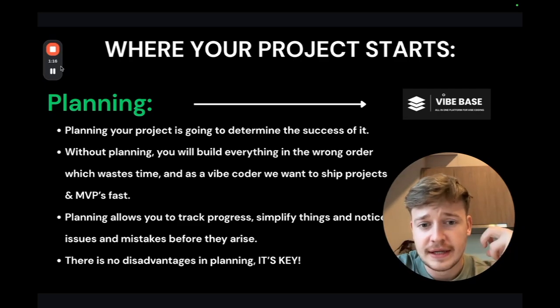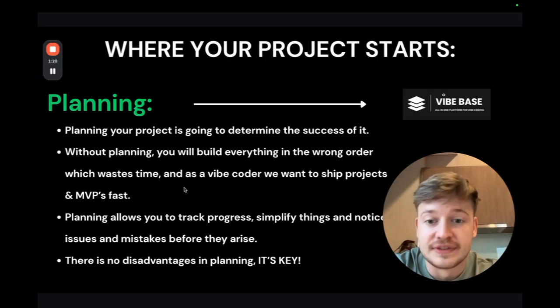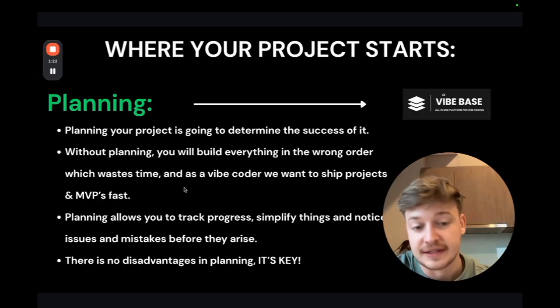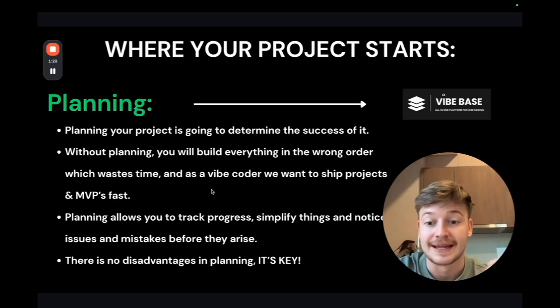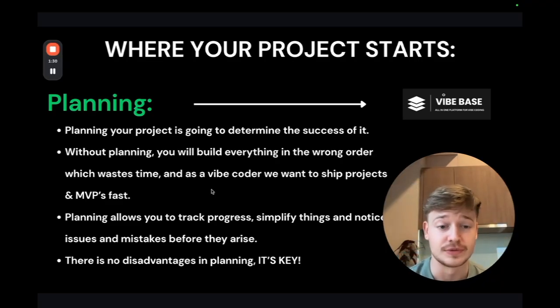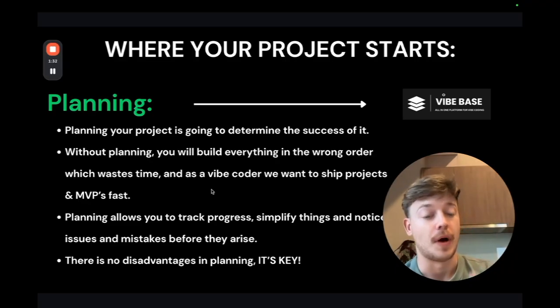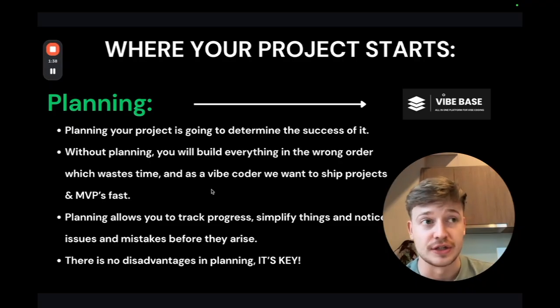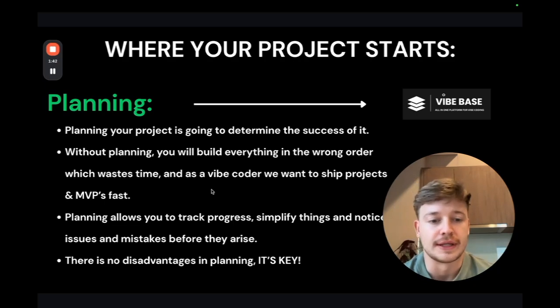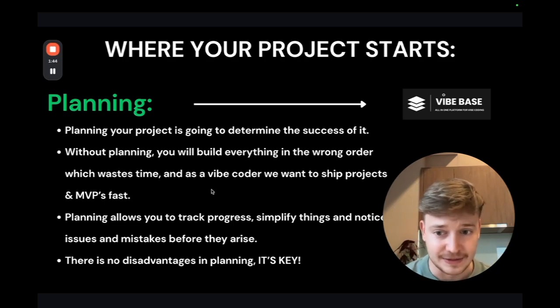But if you plan it, you stop wasting time. And obviously as a vibe coder, we want to ship projects and an MVP to get it out, start marketing to customers and start making money as fast as possible. So planning allows you to track your progress as well, to see what parts of the app you've built, what you haven't built yet, and what stage you're at. Are you at the stage where you can publish and deploy an MVP, or can't you do that yet? Are you missing other things? Is the testing not working?